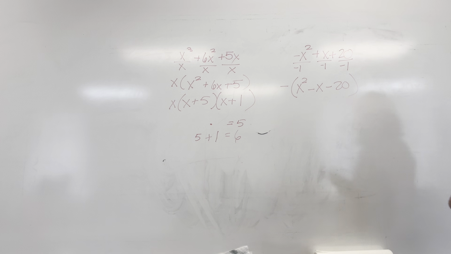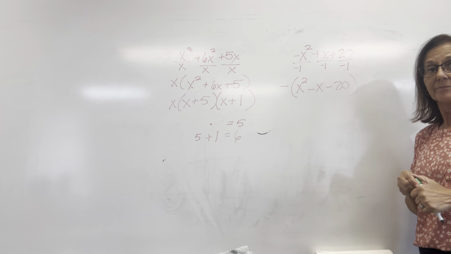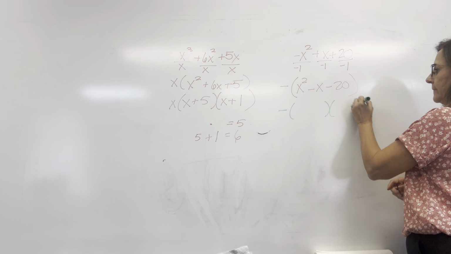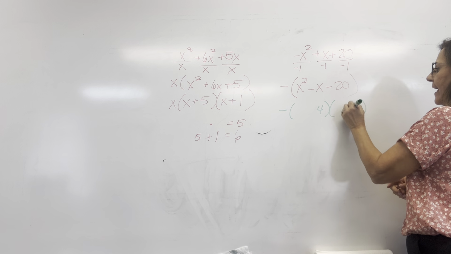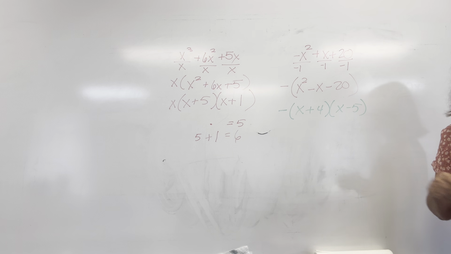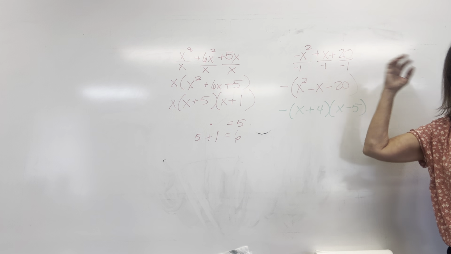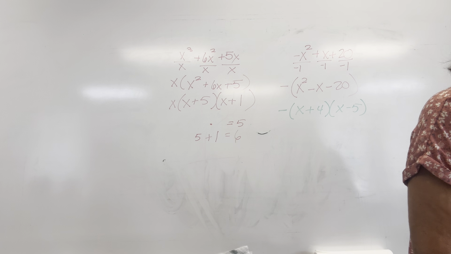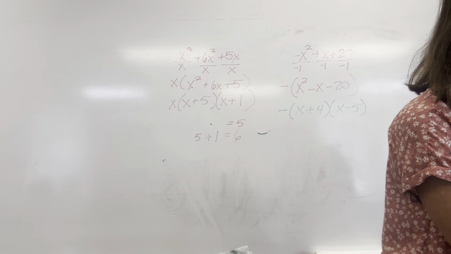So it's factors of negative 20 such that we add them and the result is negative 1. And what is that? 4 and negative 5. So 4 and -5. Always factor out that negative. All right, makes sense? All right, let's move on to page 8.